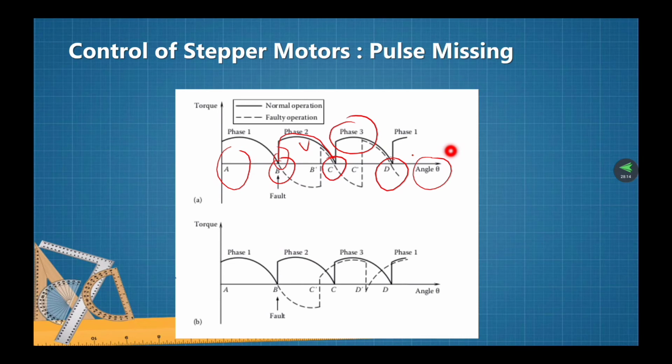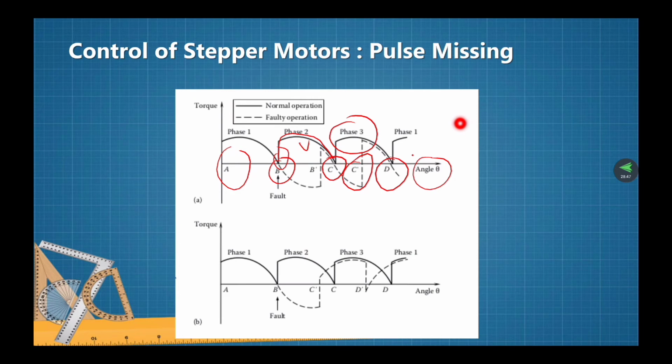At point B', pace 2, not pace 3, is excited in this case because the translator interprets the present pulse as the pulse that was lost. The next pulse is received at C', and so the resulting torque is shown by the broken line in this figure.